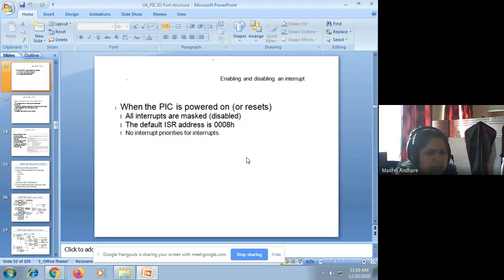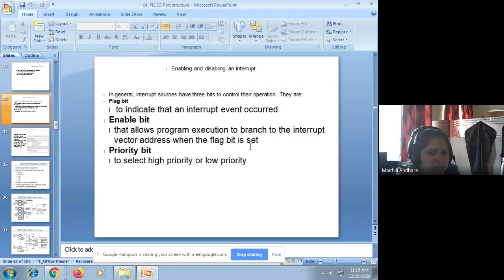So we will see all interrupts are masked, that is disabled. Non-maskable and maskable categories we have studied. The interrupts which can be disabled, and the interrupts which cannot be disabled. Okay, the reset interrupt.